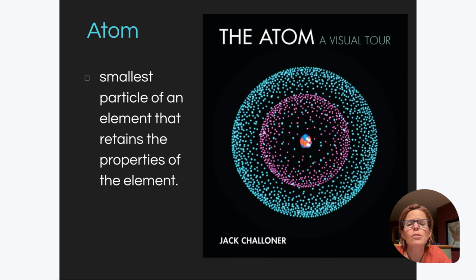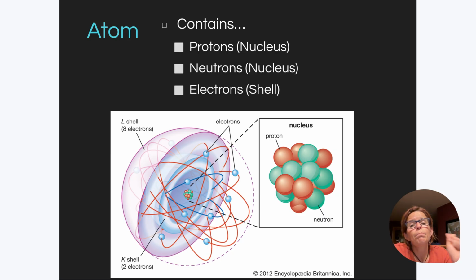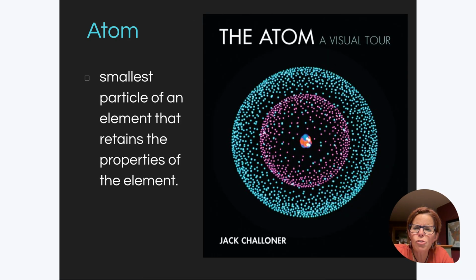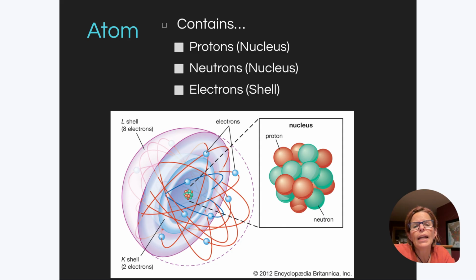So it's got protons, neutrons, and electrons, and those are all part of it to make up one element. Please write this down. You probably should have written that definition down. And now please write this part down. What's inside of an atom? An atom has protons and neutrons that are contained in the nucleus. And so you can see the nucleus right here. And then it's got electrons that are orbiting on the outside.